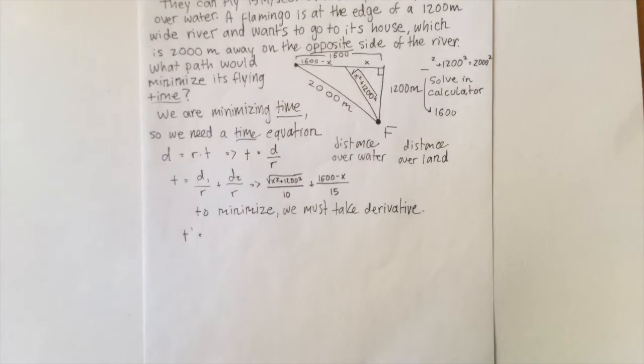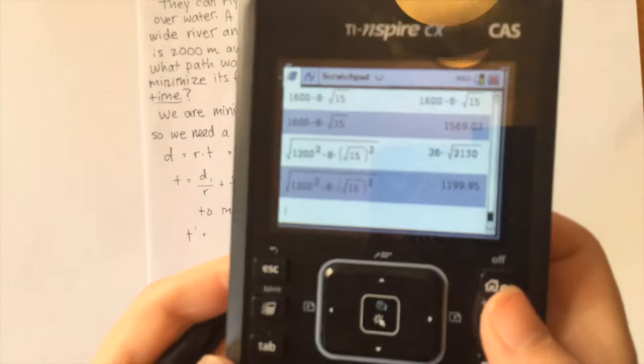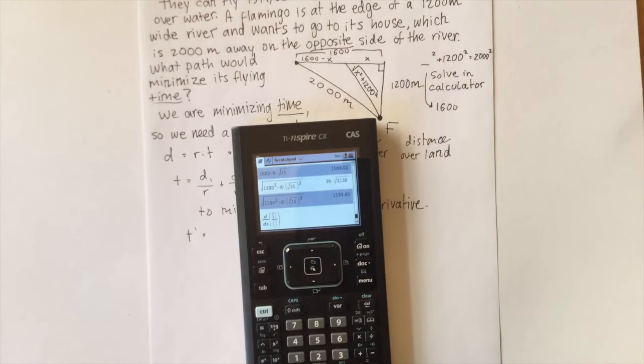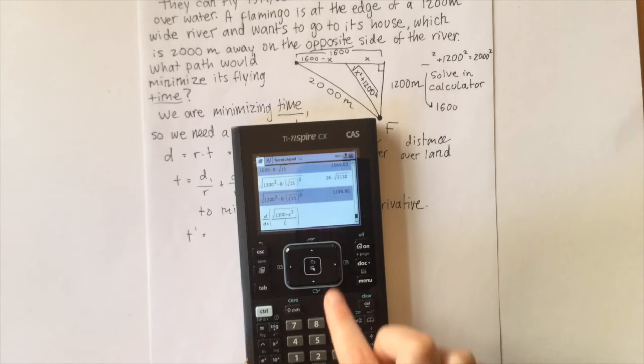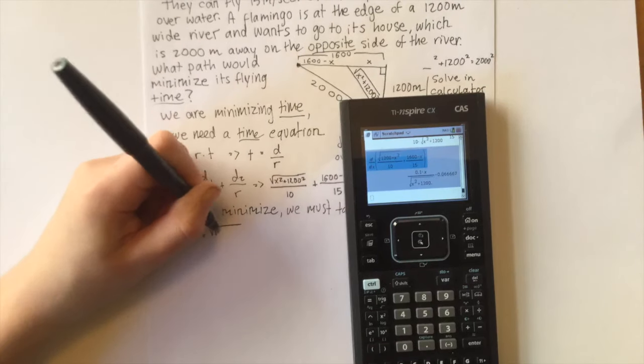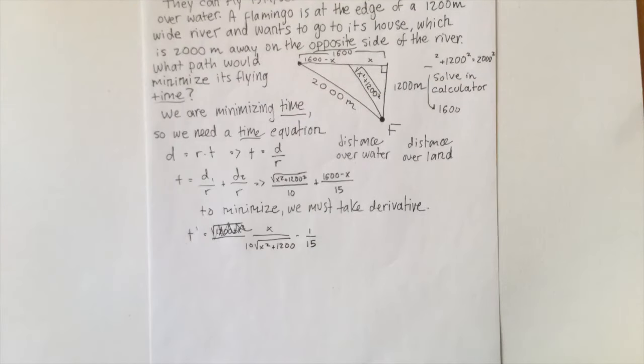And as you do minimizing, it always brings to mind derivatives because the derivative is what's going to find you the minimum. So we have to take the derivative of this equation, and it's pretty complicated, so you can use a calculator here. And as you see, I brought in my CAS calculator and I got a derivative of x over 10 times the square root of x squared plus 1200 squared, minus 1 over 15.